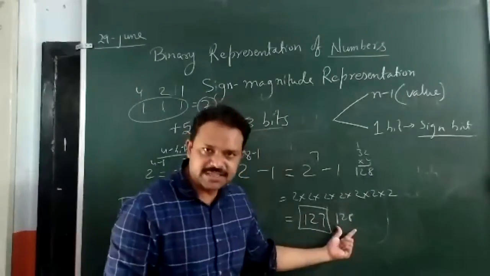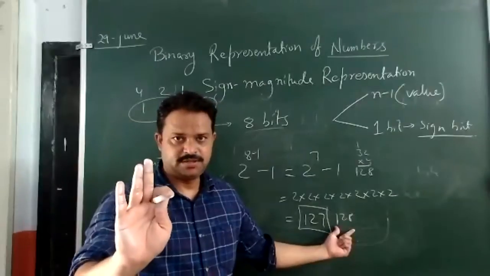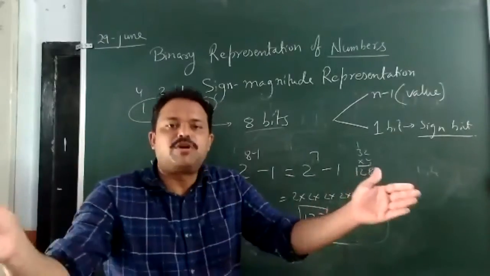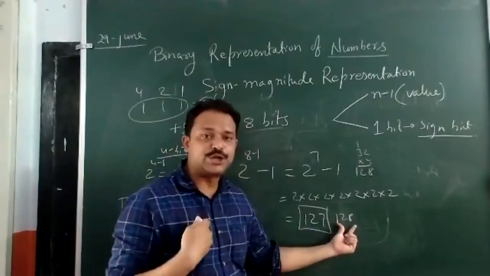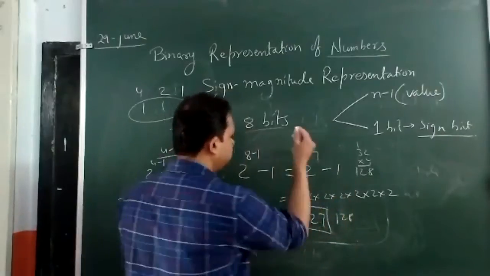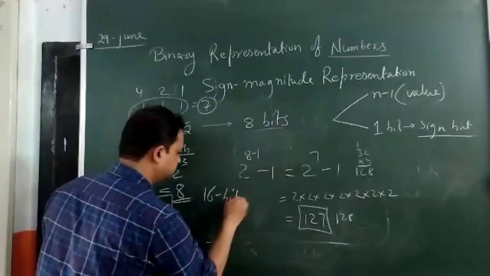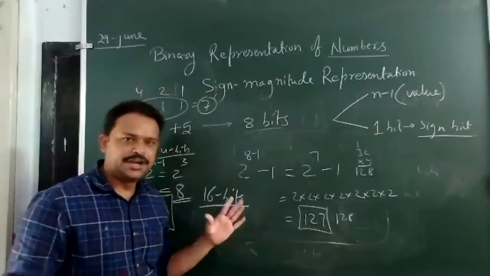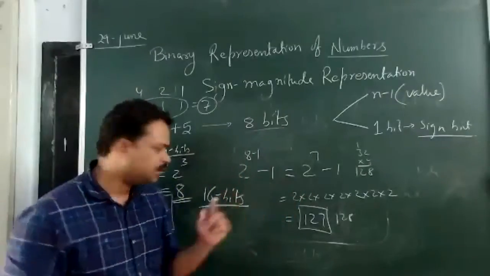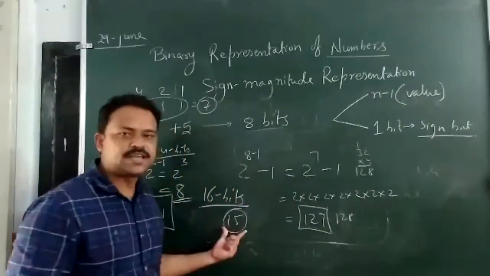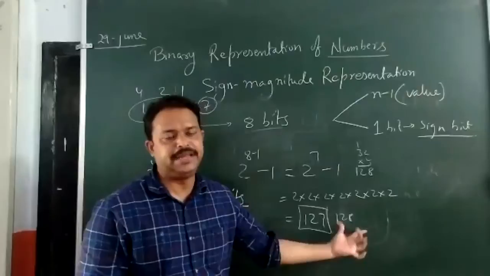If somebody says to you, please represent 128 in 8 bits, it is not possible. You have to increase the number of bits. You can represent 128 using 16 bits. Out of 16 bits, 1 bit will remain for sign bit and the remaining 15 bits are sufficient for me to represent 128.